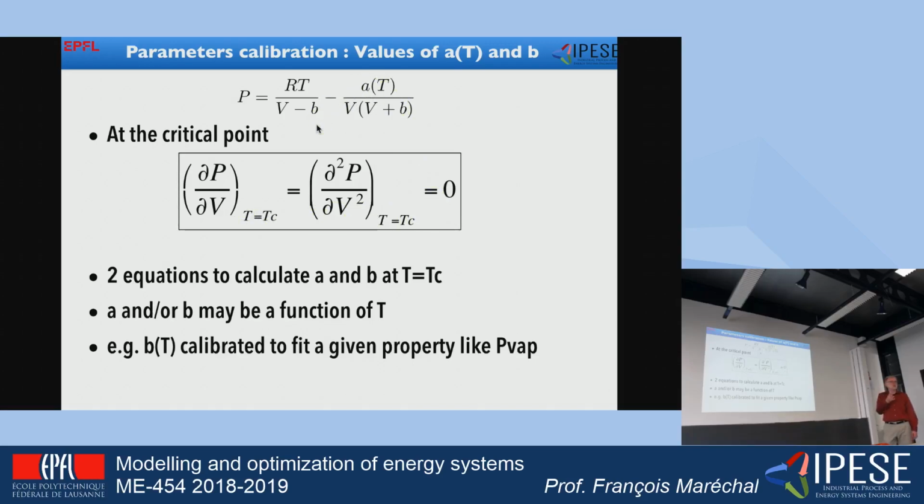Okay? And this is a condition. So it means that the A and the B cannot be chosen arbitrarily. Okay? They are related to conditions that refer to the critical temperature. So it means that if I give you the critical temperature, you are able to calculate the A and the B. Okay? And when you have something that depends on the temperature, then you need other information to fit the curves. Okay?